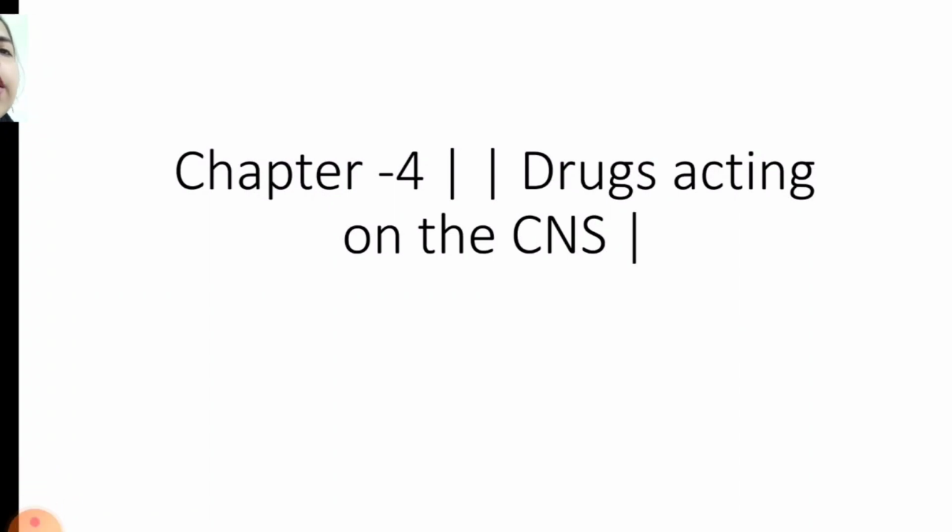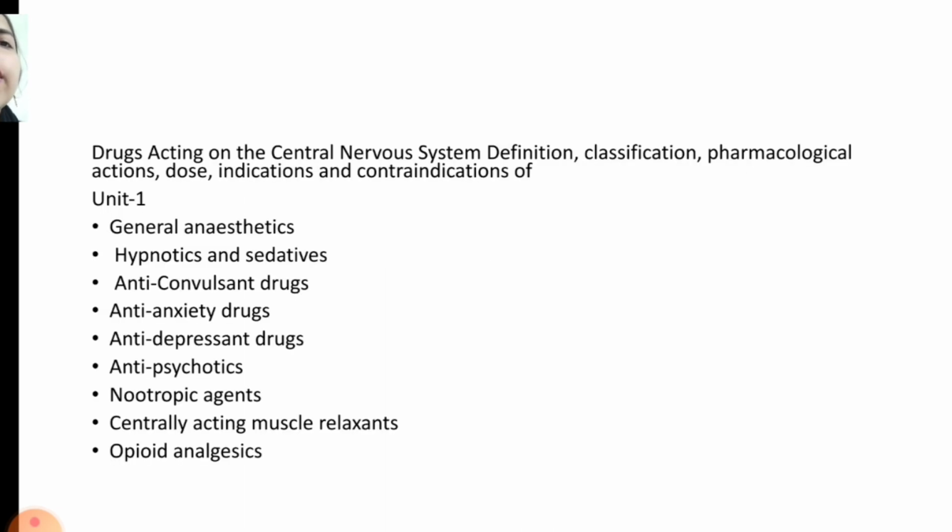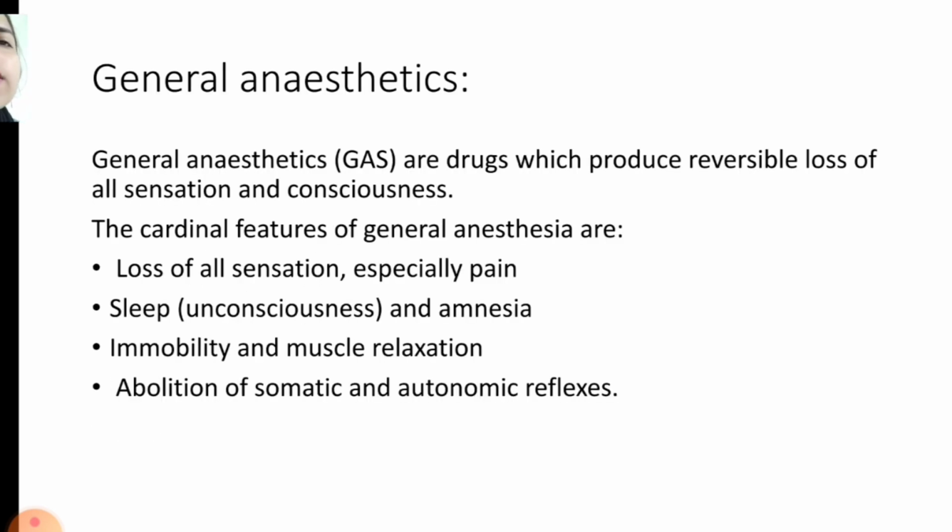In today's class, I discuss the drugs acting on the CNS, the central nervous system. First is the definition, classification, pharmacological action, dose, indication and contraindication. General anesthetics are drugs which produce reversible loss of all sensation and consciousness.